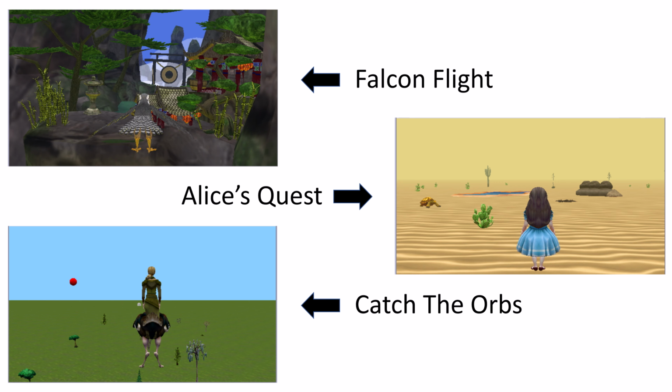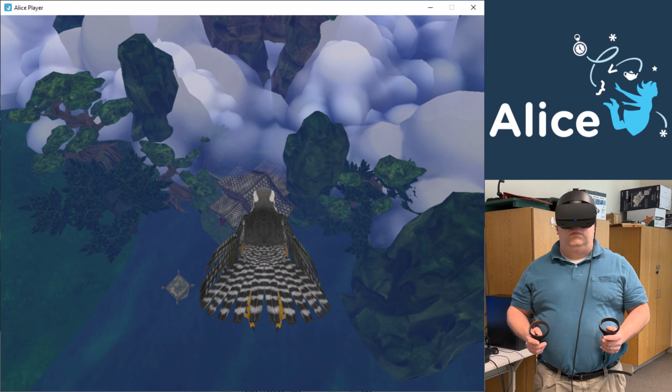We'll start with Falcon's flight. This program demonstrates the visual capabilities. Let's start the program. There's actually not much code in this program. The Falcon is just flapping its wings and moving in a downward arc.